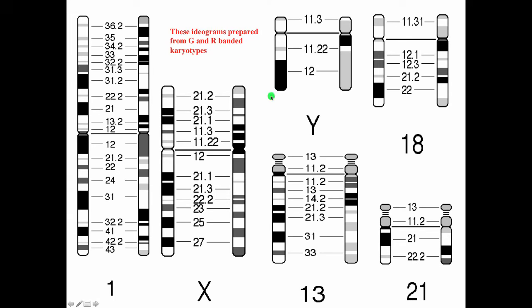These are ideograms prepared from G and R-banded karyotypes, and they're just to give you some examples. There's nothing specific about the fact that I picked these. I just picked them to show you how chromosome banding is designated.